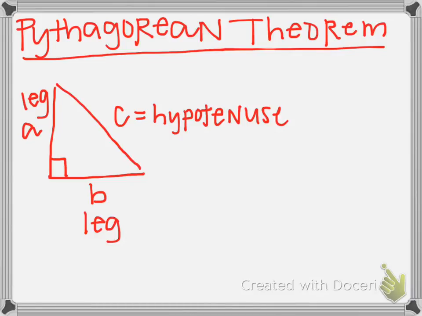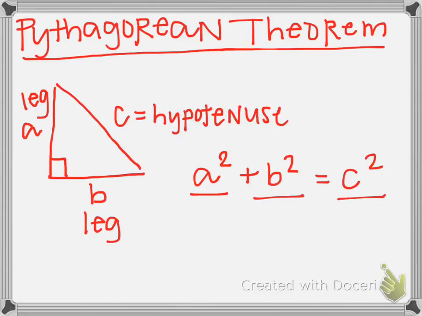Now, here is the equation that's going to be essential when solving these types of problems. We have a squared, so the length of one leg squared, plus b squared, which is going to be the other leg squared, is going to equal your hypotenuse, or your c squared. So make sure you have these all written down in your notes, and we're going to do some examples along with a story problem that will help you guys when we get further along in this section.